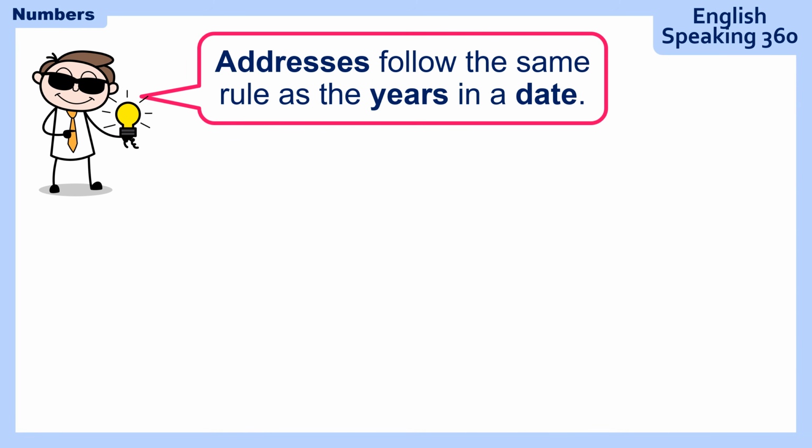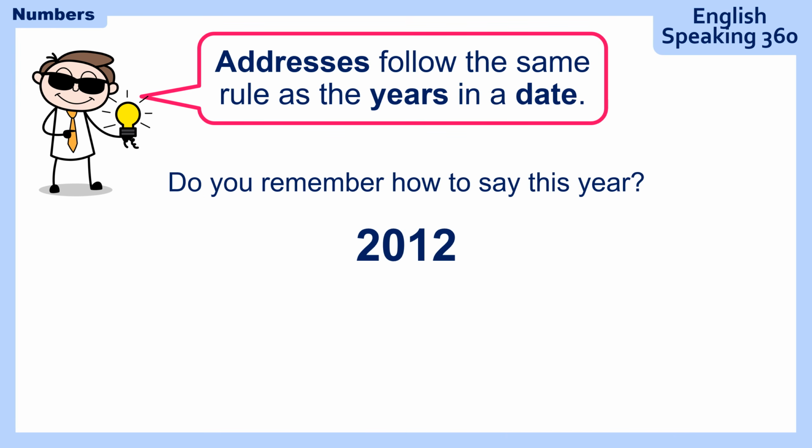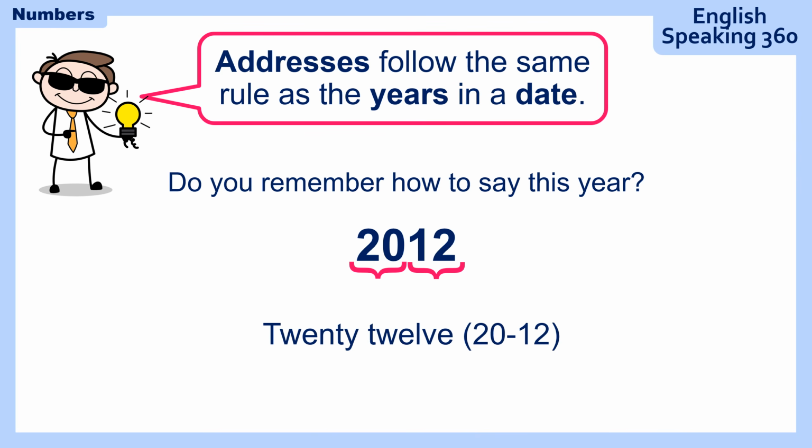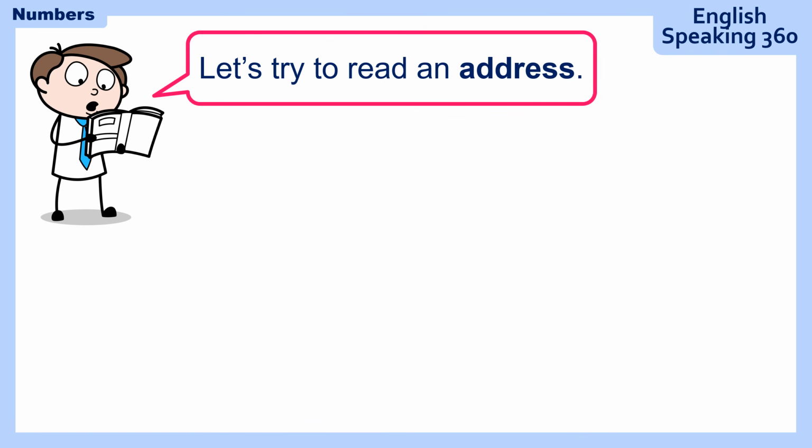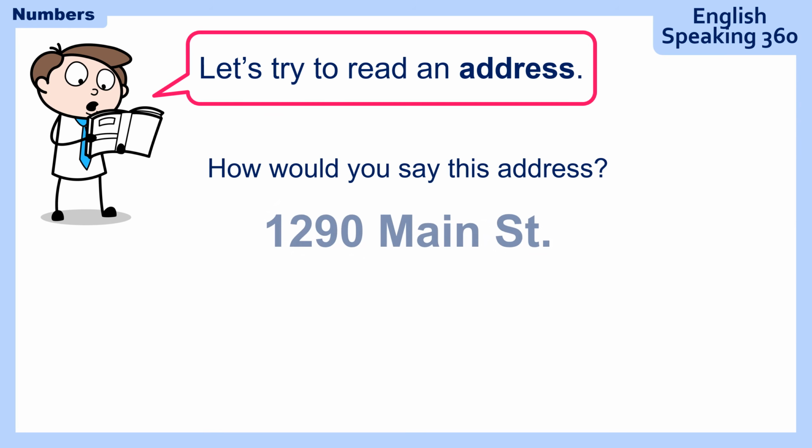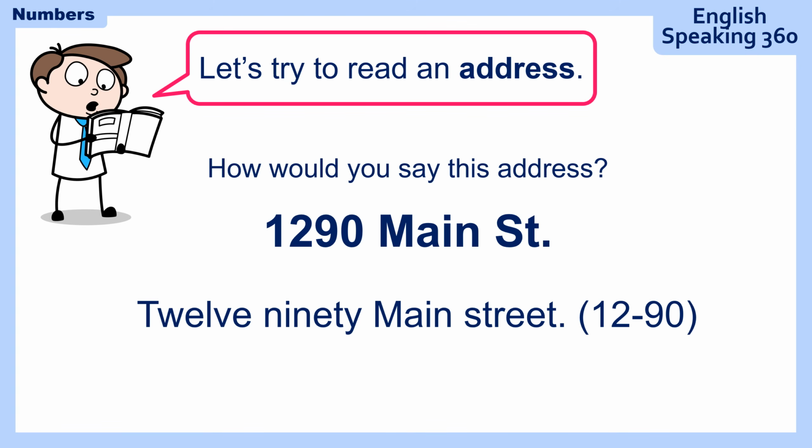Addresses follow the same rule as the years in a date, okay? So do you remember how to say this year right here? We just studied it. So we separate the two numbers, okay? So we say 2012, okay? That's good, no problem. So now let's try to read an address. How would you say this address right here? With what I told you, you should be able to read it. 1290 Main Street, 1290. You wouldn't say 1290 Main Street. It sounds a little bit strange. Everybody would say 1290 Main Street.